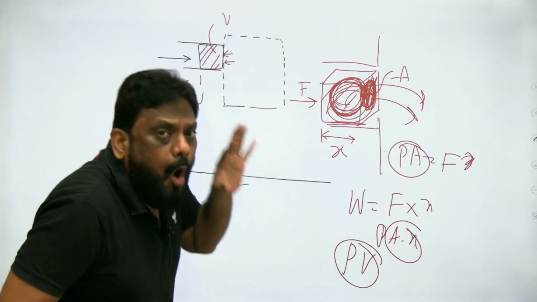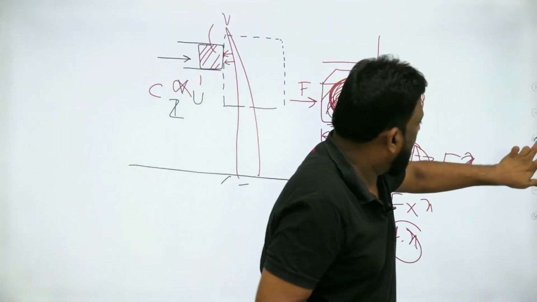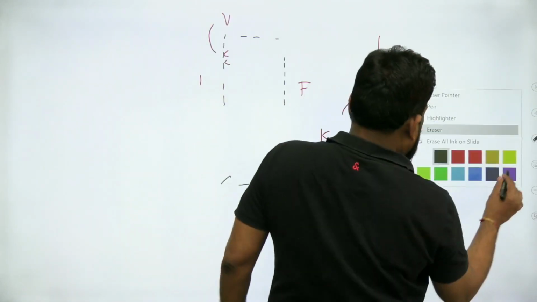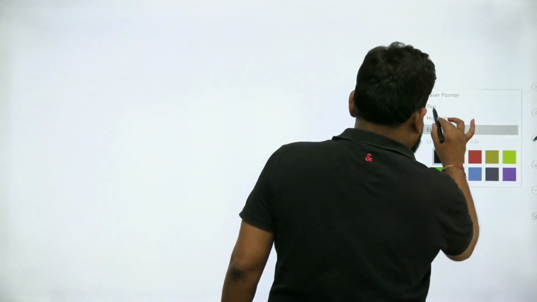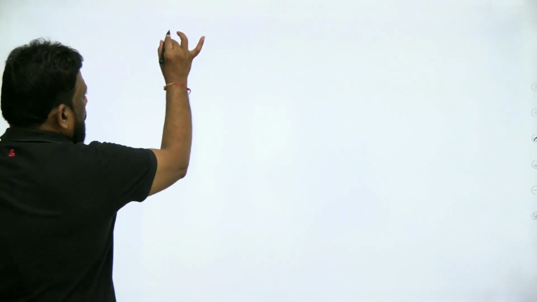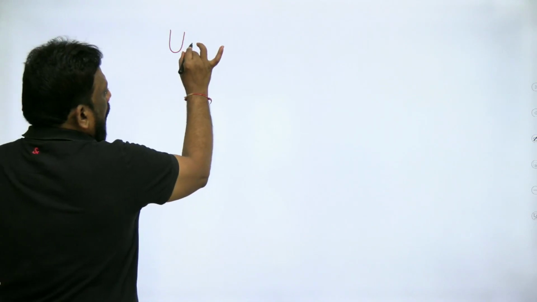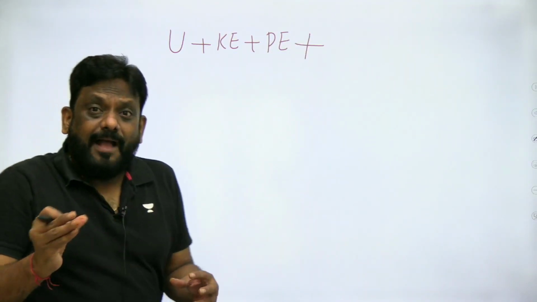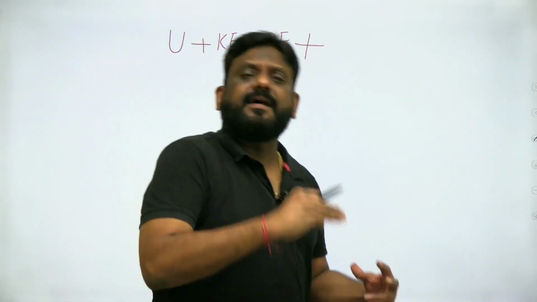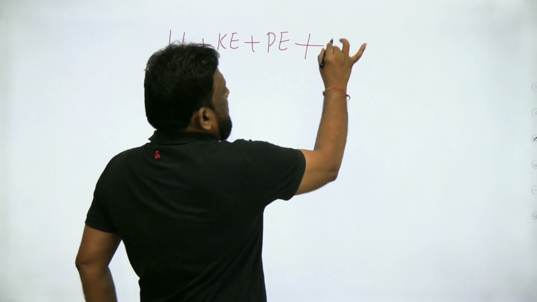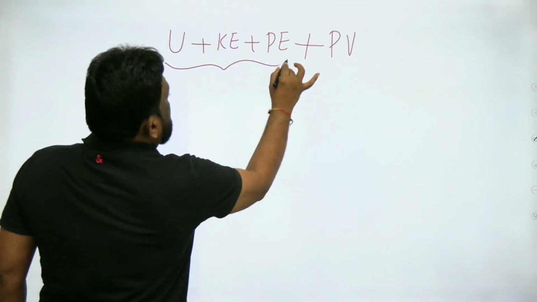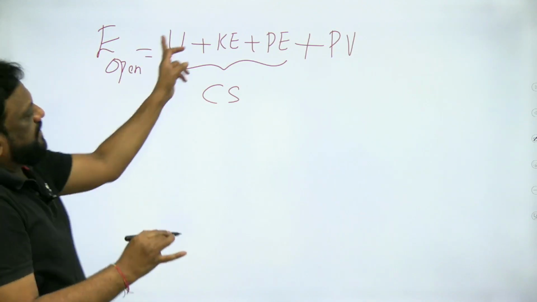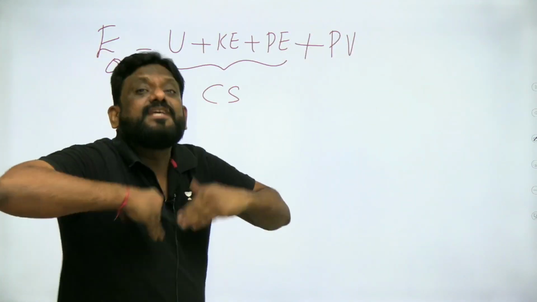Now I can write, in an open system, dear students, that already you have seen internal energy, kinetic energy, and potential energy. But as it is flowing, some work is to be done in causing the element to enter the control volume or to leave the control volume. So additionally, this term is coming. You have already seen this in the closed system. If you want to write the energy of an open system, it is the energy of the closed system plus an additional term. Because of this additional term, it is flowing.